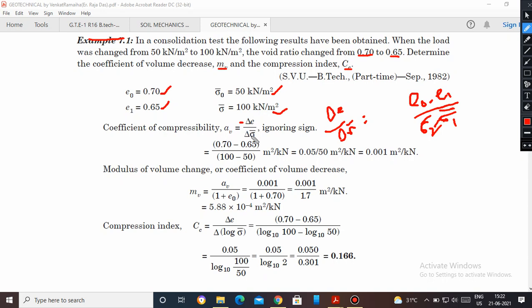Where av equal to minus delta e by delta sigma bar, that will be equal to 0.70 minus 0.65 divided by 100 minus 50. Void ratio has no units, delta sigma is kilonewton per meter square in the denominator. By keeping it on top, we get the unit as meter square per kilonewton. By substituting, we get 0.001 meter square per kilonewton. That means by increasing the effective stress from 50 to 100 kN per meter square, while the void ratio changes from 0.70 to 0.65, the soil is compressed by the application of the load.